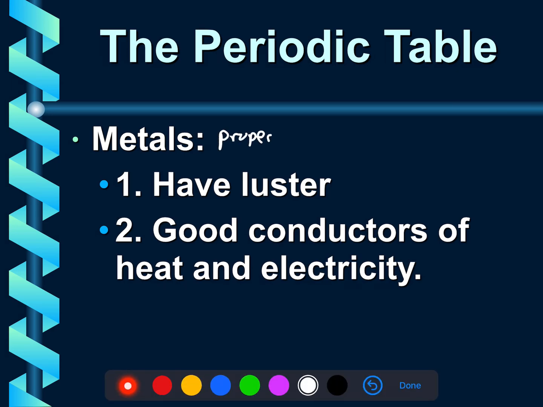So let's label this properties. Now, we'll discuss why they have these properties when we talk about bonding theory in chapter 12. But for now, you have to know that metals are shining. That's what they mean by luster. And they're good conductors of heat and electricity.